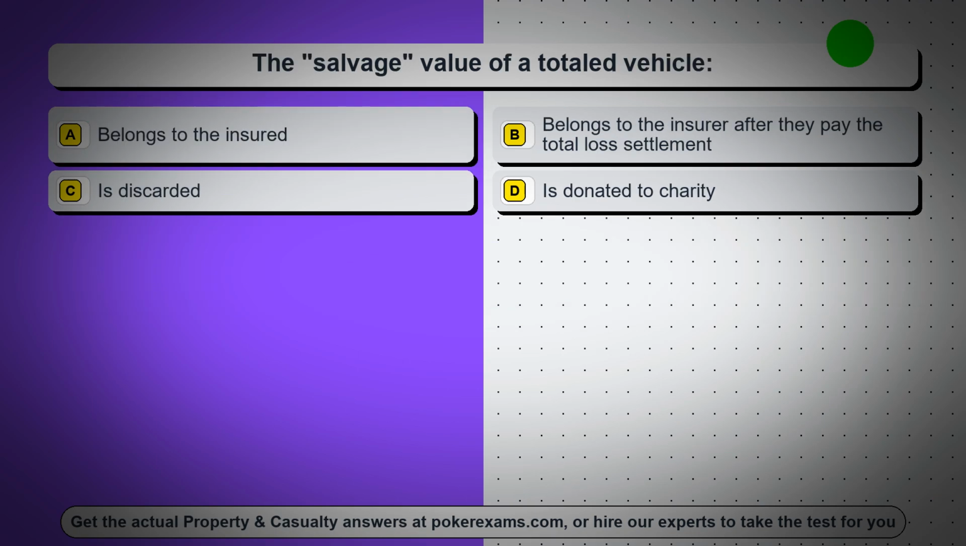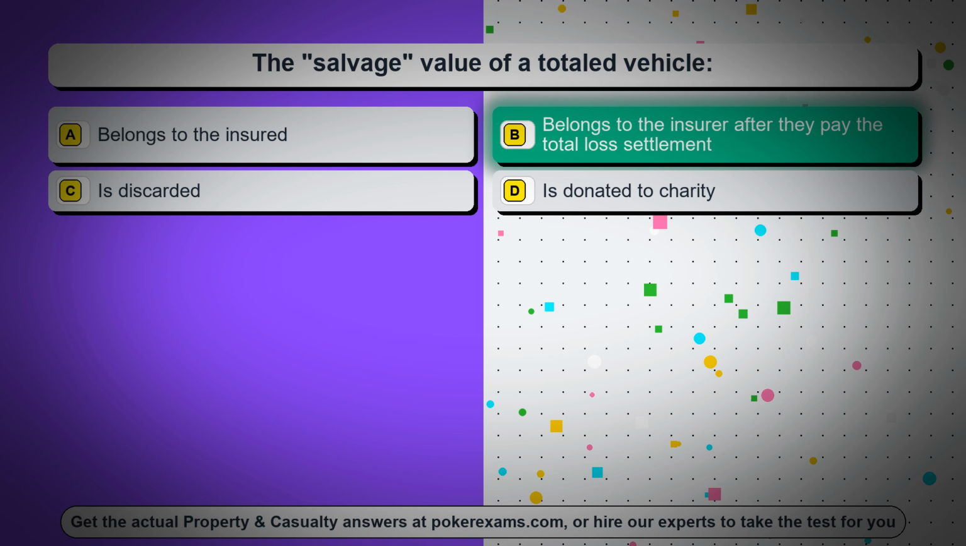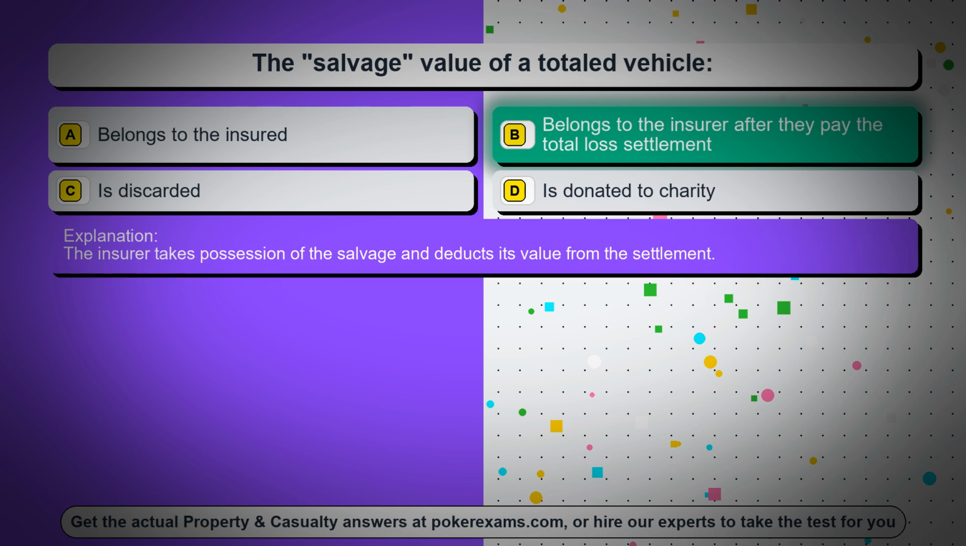Question 53. The salvage value of a totaled vehicle, option A, belongs to the insured, option B, belongs to the insurer after they pay the total loss settlement, option C, is discarded, option D, is donated to charity. The correct answer is option B, belongs to the insurer after they pay the total loss settlement. The insurer takes possession of the salvage and deducts its value from the settlement.